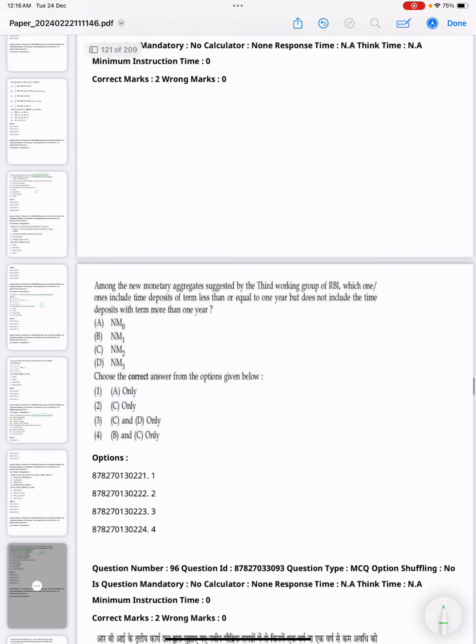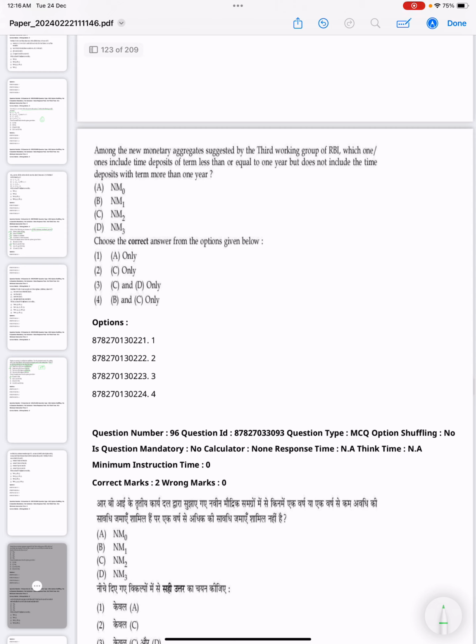Now moving to 96th question. Among the new monetary aggregates suggested by the third working group of RBI, which ones include time deposits of less than or equal to 1 year but do not include time deposits with term more than 1 year? So in this question, this is question 95th. I'm not sure about it. So this would be the most liquid one. Okay, I'll just make a guess only.